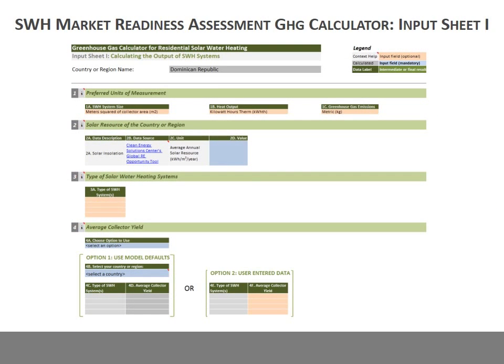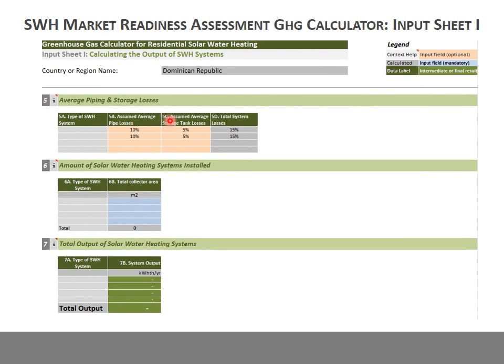The tool includes two main input sheets. In the first input sheet, the user enters data to define the scale of solar water heating uptake for the greenhouse gas reductions desired. Input sheet 1 includes 6 distinct inputs. Defining the preferred unit of measurement, providing the solar resource for the country being analyzed, defining the type of solar water heating systems, defining the average collector yield, defining the average piping and storage losses, and defining the amount of solar water heating systems installed.